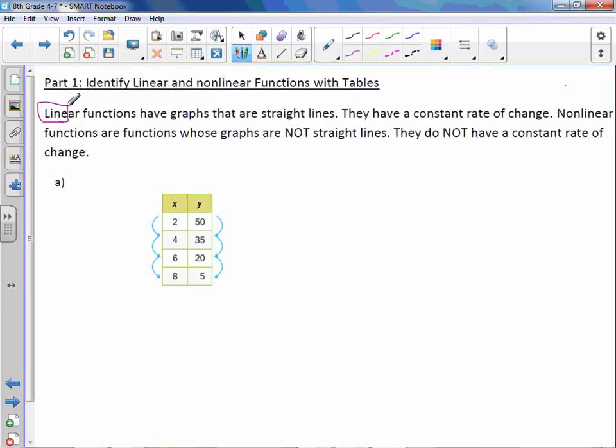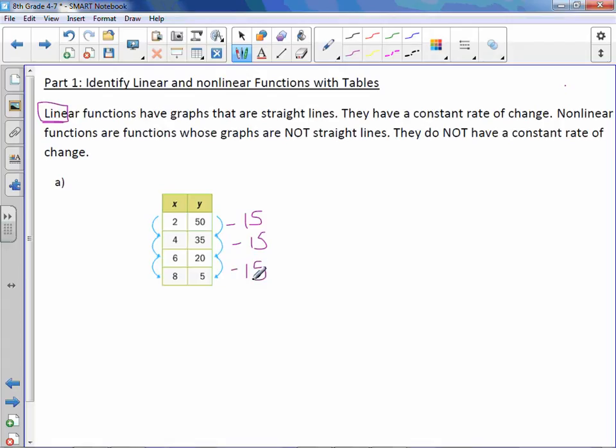So in order to determine if functions are linear, we need to find a rate of change. So to do that, let's find our change in our y values and the change in the x values. From 50 to 35, it's minus 15. From 35 to 20, it's also minus 15. 20 to 5 is also minus 15.